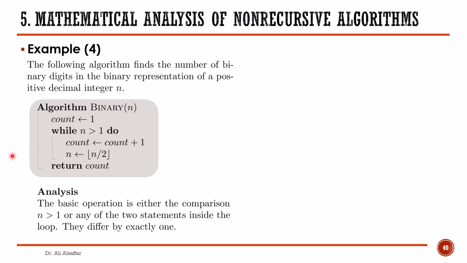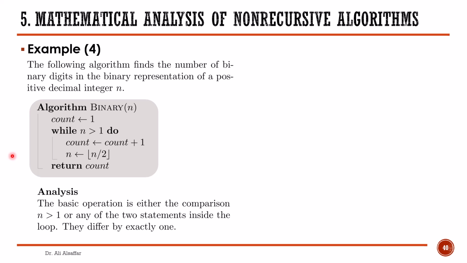To find the time complexity of the algorithm, we first determine the input size, which is equal to n, followed by determining the basic operation, which is either the comparison n greater than 1 or any of the two statements inside the loop. They differ by exactly 1.